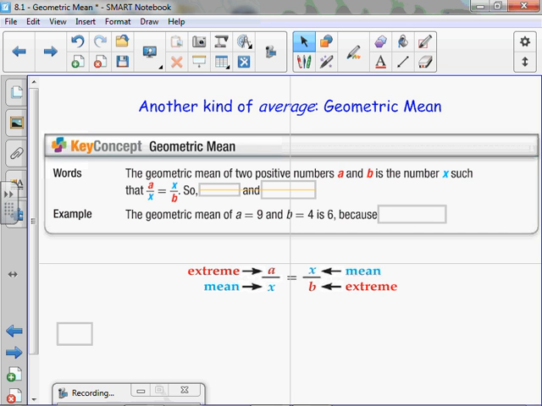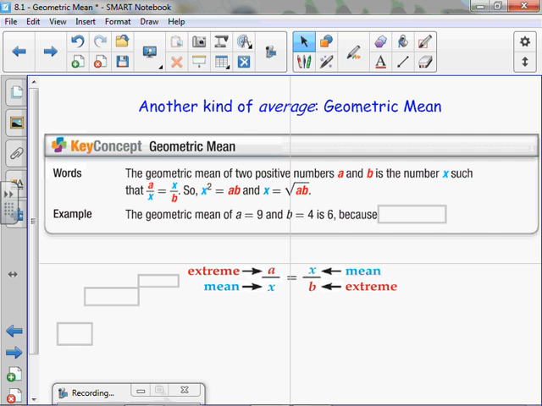What that means is that if we do our cross products, X squared is going to equal AB. How would you solve this equation for X right here? If X squared equals AB, then what does X equal? Find the square root, that's it. So really to find the geometric mean between two numbers, all we're going to do is multiply them together, A times B, and then take the square root of them.